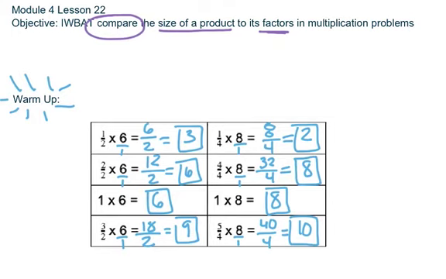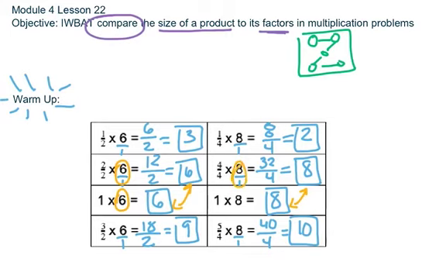Okay, so before we move forward, I want to go ahead and try to look for some patterns between our warm-up problems. And this is going to help us out when we move into our problems. So if you notice, I have two products that are the same as the factors. And so that would be 6 and 6. I also have 8 and 8. And 6 is the same as 6 here. 8 is the same as 8.